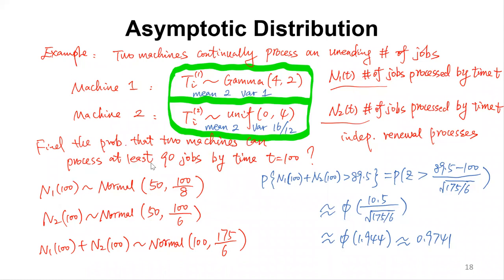So the probability that both machines combined can process at least 90 jobs: this variable should be greater than 89.5, just because this is a discrete random variable. So we calculate the probability of being greater than 89.5. This equals Z greater than 89.5 minus 100, divided by the square root of this variance, which is 10.5.